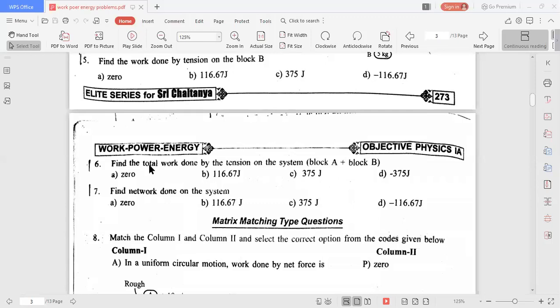Next, find the net work done on the system, not by tension. Find the net work done by external forces on the system. That is the question they asked. Net work done by external forces on the system: only on the blocks gravitational force acts. So what is the work done by gravitational force on the blocks? That is the question. So that is the next problem, problem number 7.